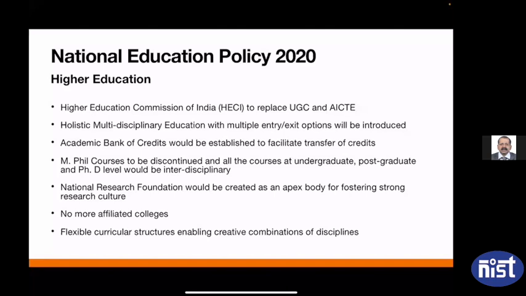MPhil courses will be discontinued, and all courses will be taught at the undergraduate level, postgraduate level, and PhD level, and they would be interdisciplinary. A National Research Foundation will be created as an apex body for fostering strong research culture. There will be no more affiliated colleges. All these higher education institutions, it is emphasized, by 2035, all of them should become autonomous. And they will have their own flexible curricular structures, which will create combinations of disciplines.